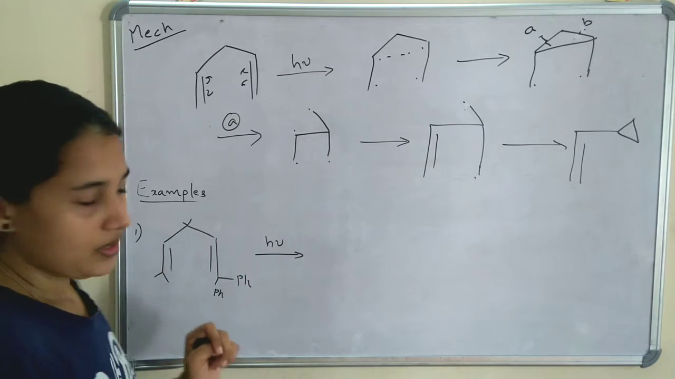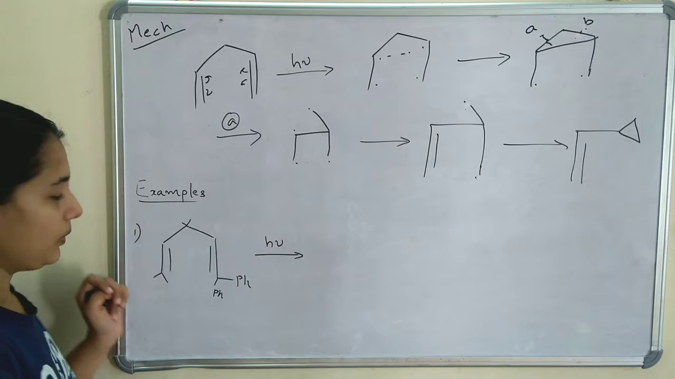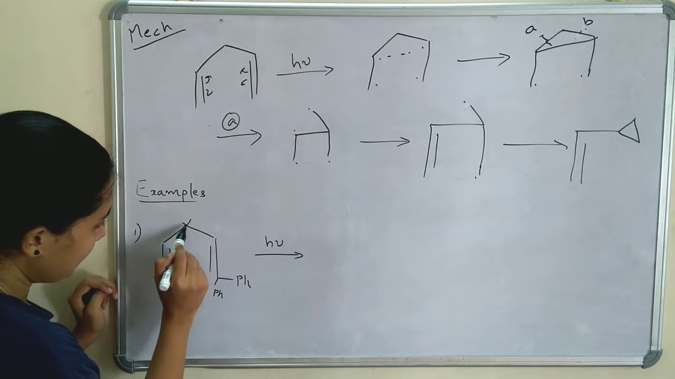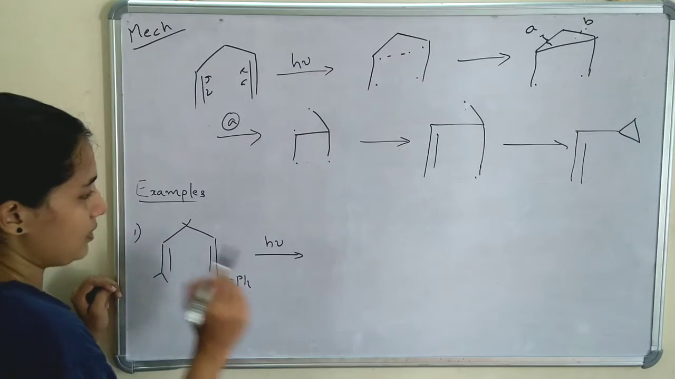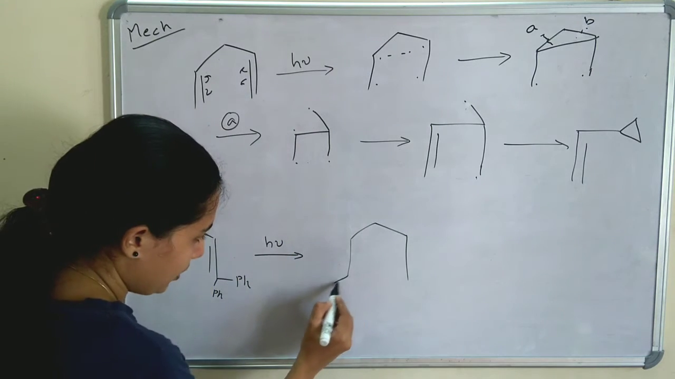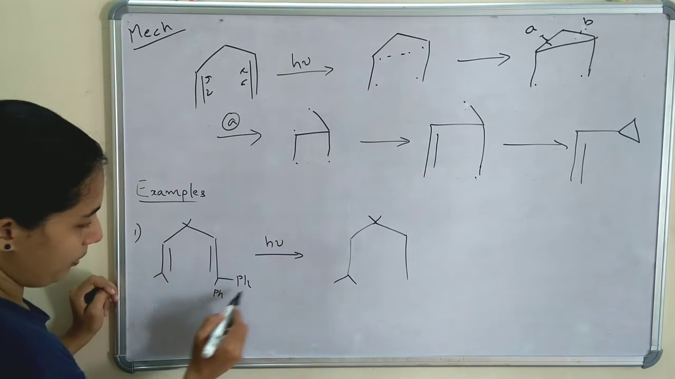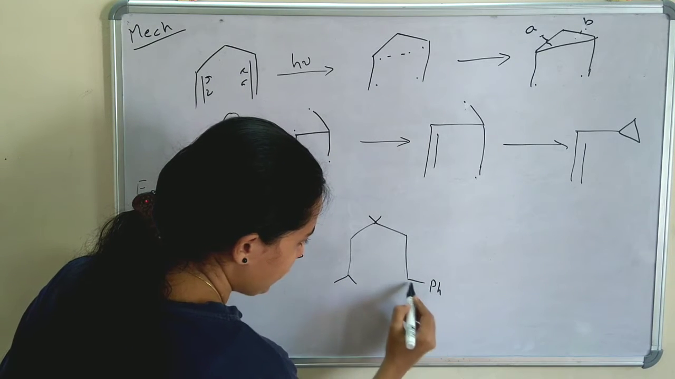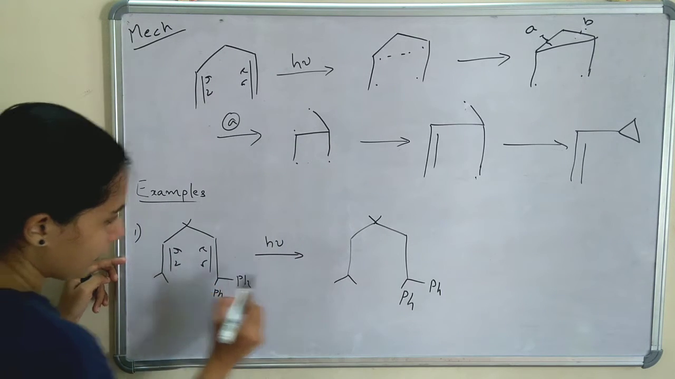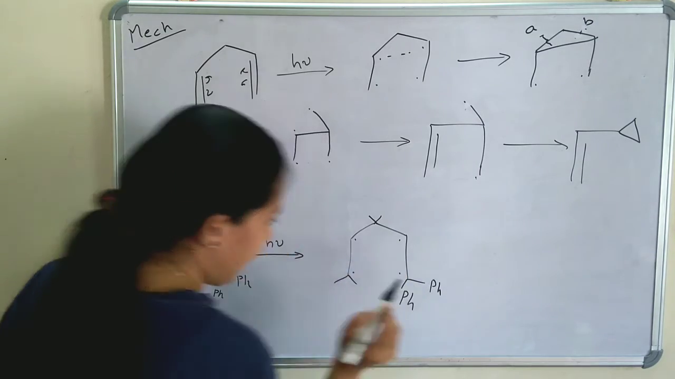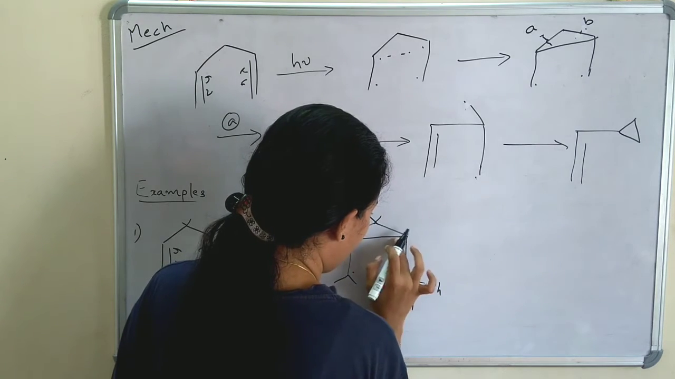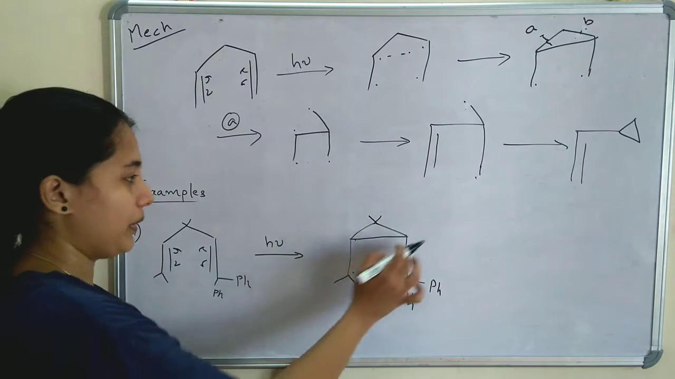Let's do the examples one by one. In the first example, this is a 1,4-diene. 1, 2, 3, 4, 5. In the third carbon, an sp3 carbon is present. So what will be the rearrangement? Here a methyl group, here also a methyl group, and two Ph, Ph, Ph. Now we are going to cleave these two bonds. Homolytic cleavage, so two radicals are formed. Now we will join this. Now a cyclopropane ring is formed.